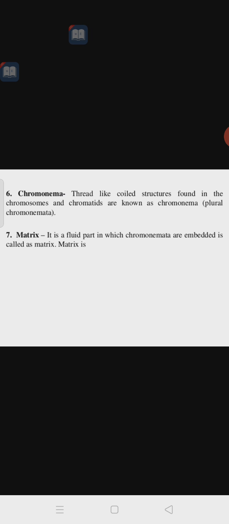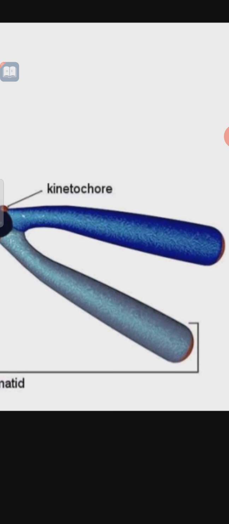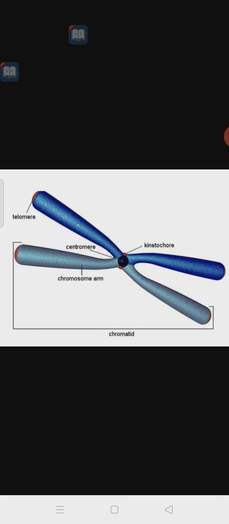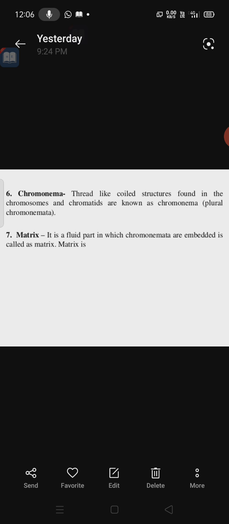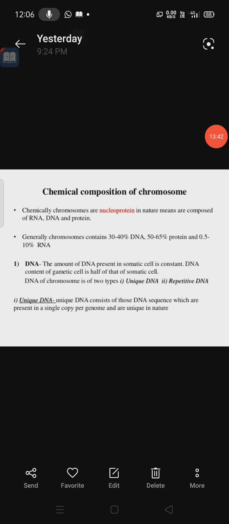Chromonema. Thread-like coil structures found in the chromosome and chromatid are known as chromonema. Within the chromatid, you can see a thread-like structure, that we call the chromonema. Matrix: it is a fluid part in which the chromonemata are embedded, present inside the chromatid. That is the matrix.